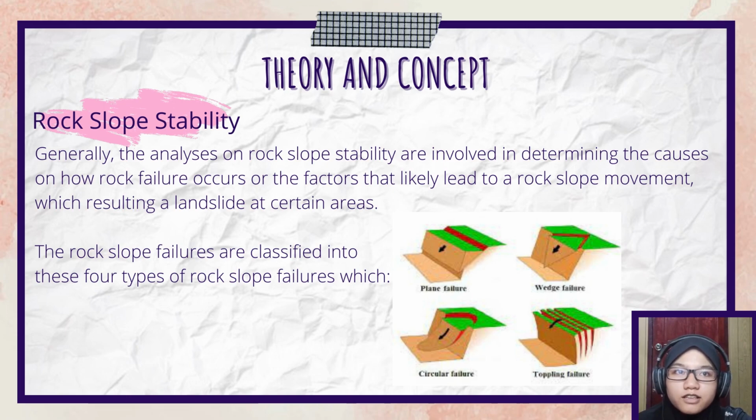Second, wedge failures, which involve a failure mass formed by two different discontinuities with a line of intersection that inclines out of the rock slope surface. Third is toppling failure, which involves columns of rock where the discontinuities align steeply into the rock slope surface. And lastly, circular failure occurs when the rock mass is composed of material with low intact strength.